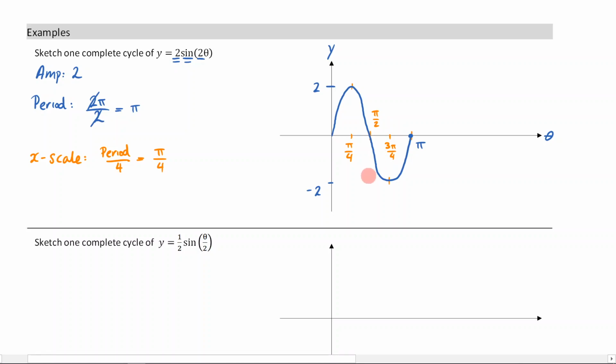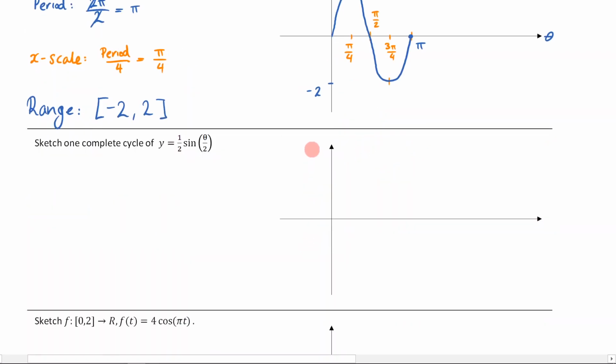And just like that, we have sketched it. If you wanted to, we could do one final thing here. Let's just find the range, just so we're all comfortable with it. Our range here is going to be from -2 to 2. Perfect. That's how you would approach that.